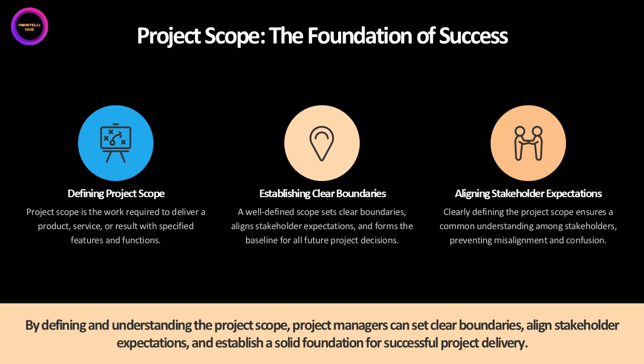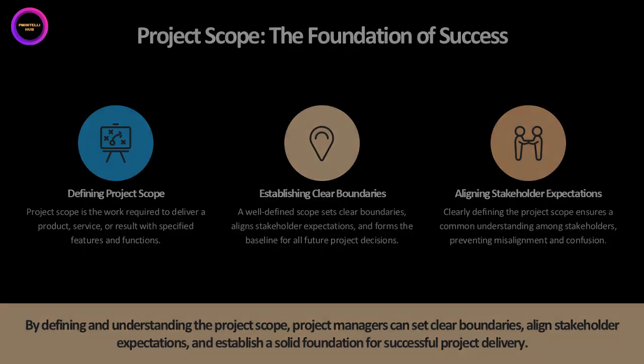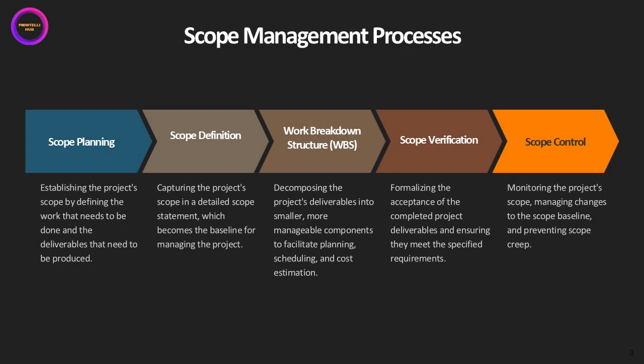So, what is project scope? It's the defined work needed to deliver a product or service. Think of it as the foundation of your project. A well-defined scope sets clear boundaries, ensures everyone from your team to your stakeholders has the same understanding, and provides a stable baseline for all future decisions. Project scope is simply the work that needs to be done to deliver the project's outcome. It includes all the features, functions, and deliverables that define success. Get the scope wrong, and everything else, schedule, budget, quality, starts to unravel.